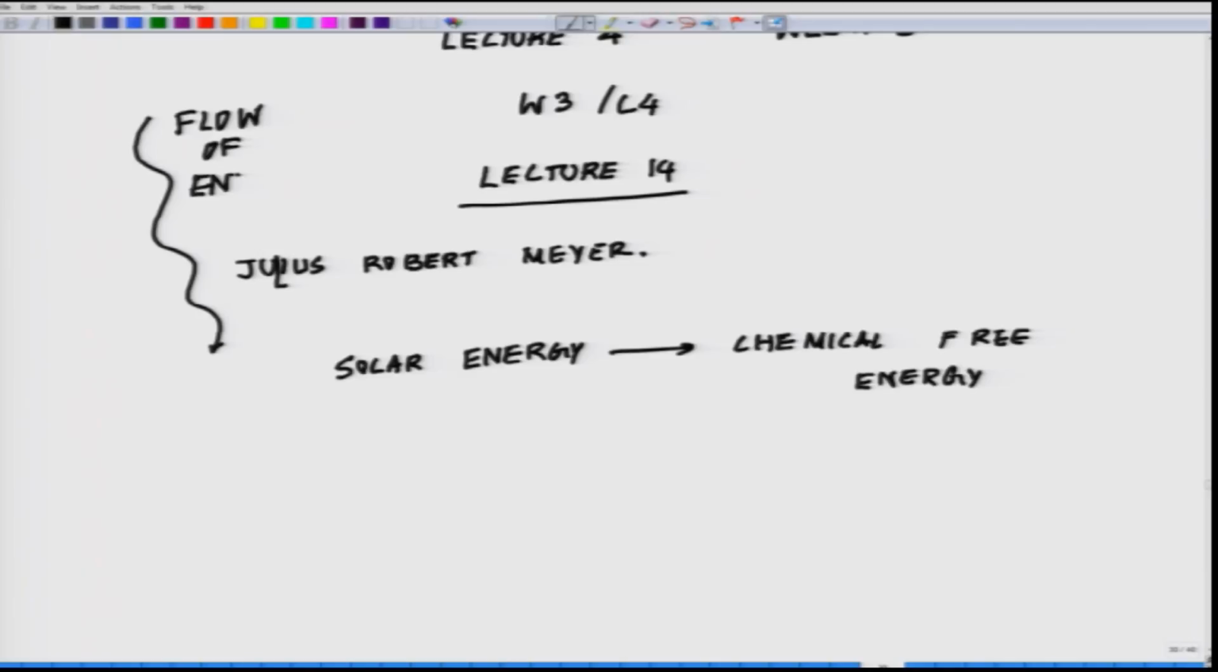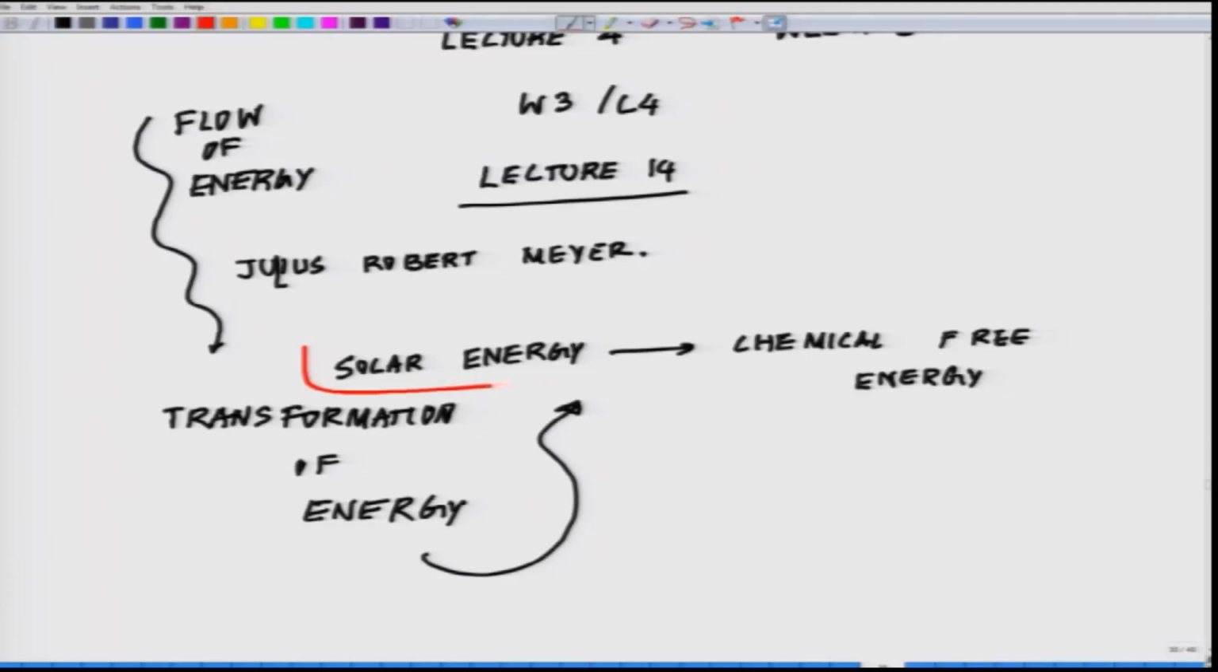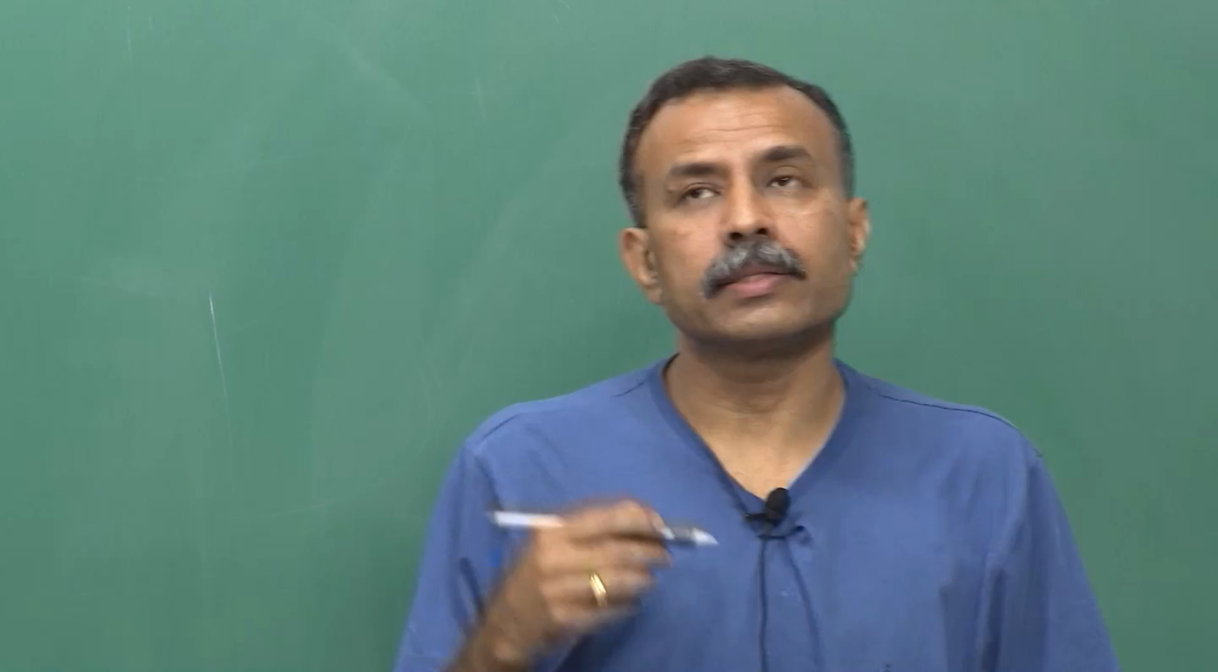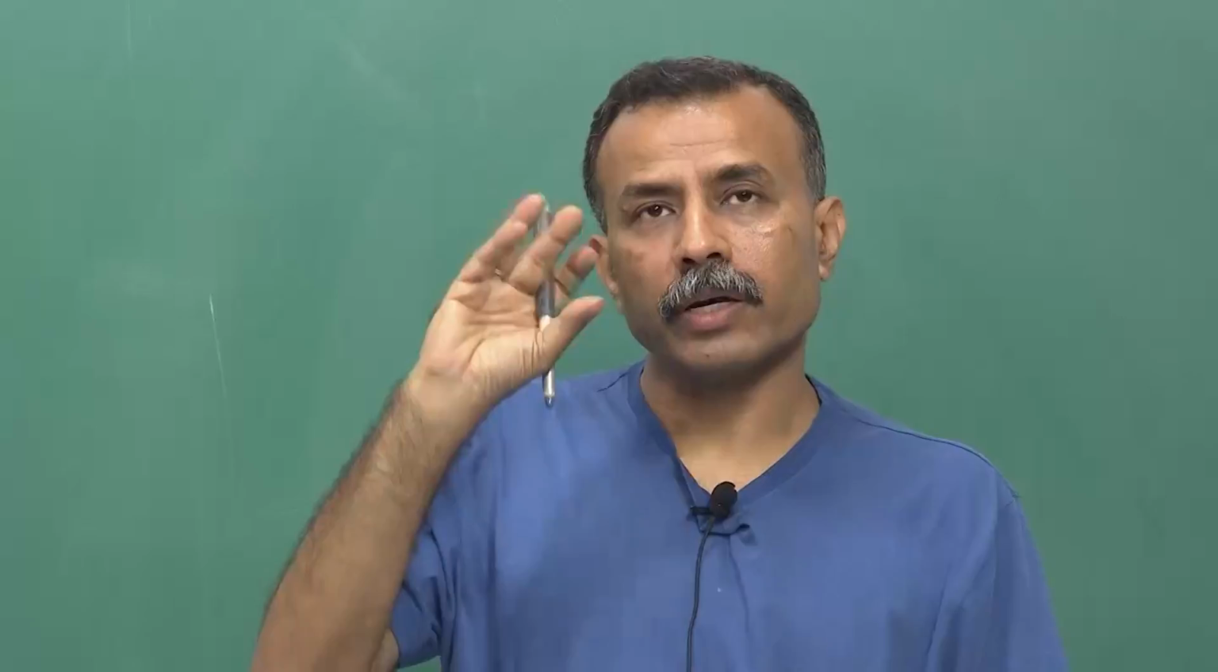And this flow of energy leads to transformation of energy, essentially this is what is contributed. Why these contributions are becoming textbook is that there is a transformation, solar energy to chemical free energy. For Julius Robert Meyer to tell that so early tells us that these concepts of bioenergetics have been continuously imbibed into what we are formally studying today.